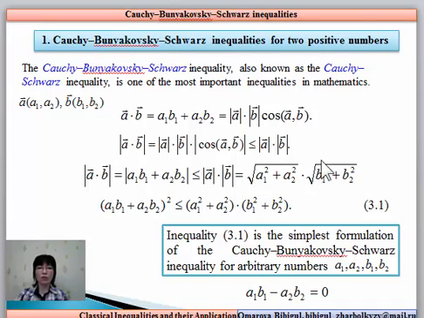Next, on the other hand, using the absolute value of the vector, we obtain the inequality number 3.1. Inequality 3.1 is the simplest formulation of the Cauchy-Bunyakovsky inequality for arbitrary numbers a1, a2, b1, b2. Note that in inequality 3.1 equality holds if and only if the following equality is performed.